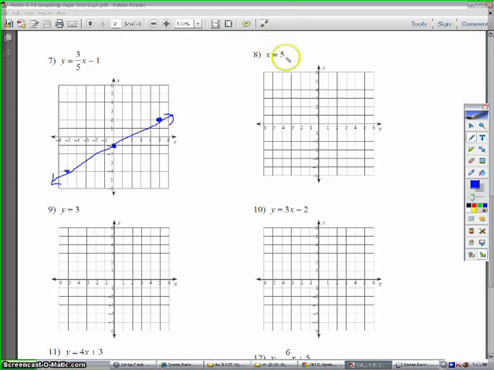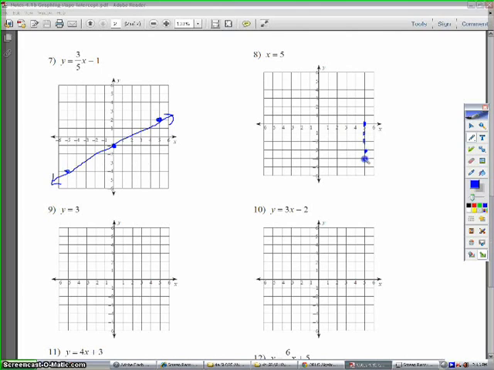Ooh, another special case. X equals 5. So I don't have a y-intercept. It doesn't say y equals, but it says x equals. So here's where x equals 5. And this is where x equals 5. And this is where x equals 5, and so on.